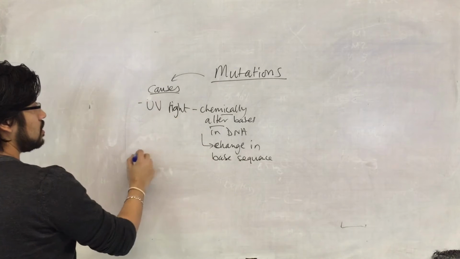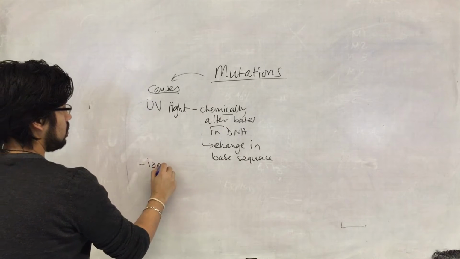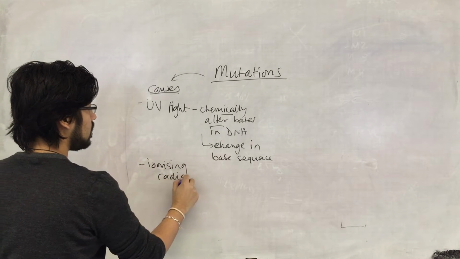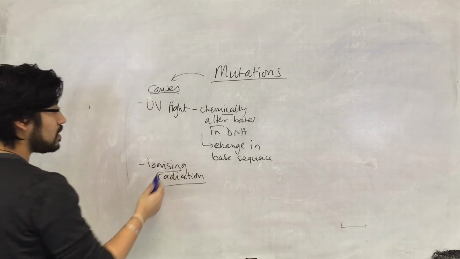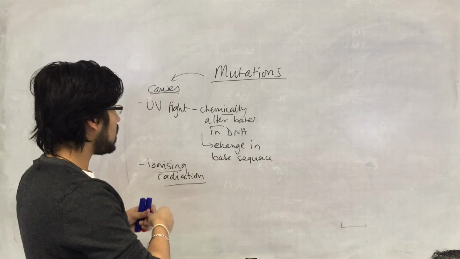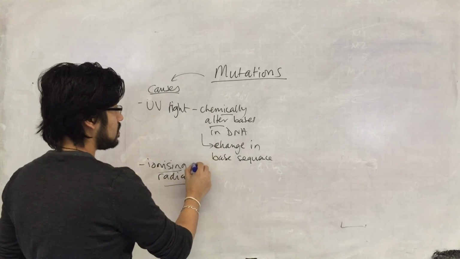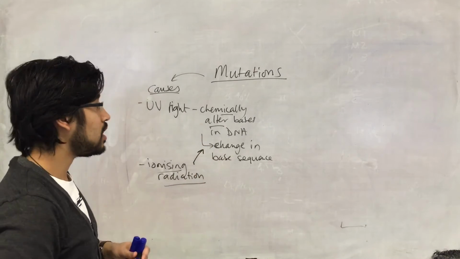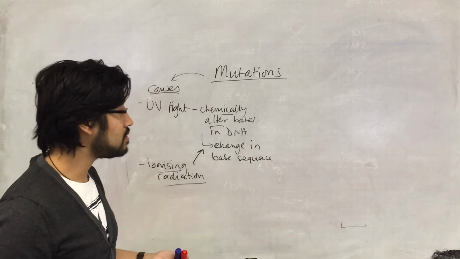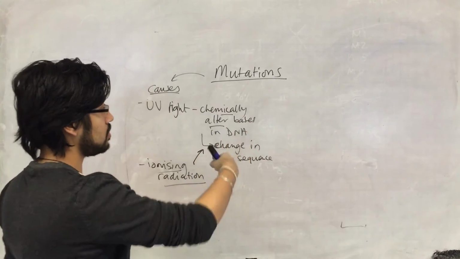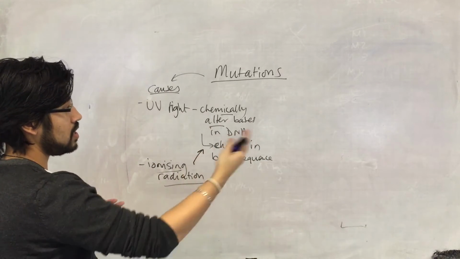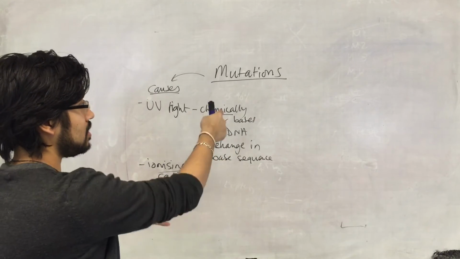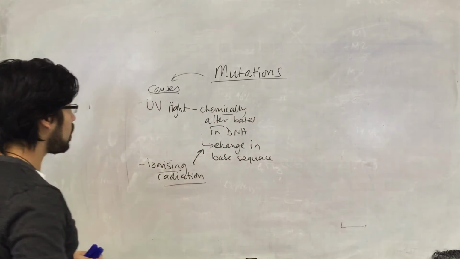UV light, other things are ionizing radiation, again, high energy radiation that could cause a chemical change in one or more of the bases. And if that happens, we've already discussed, that could change the copied strand that then passes on when that strand is itself copied.